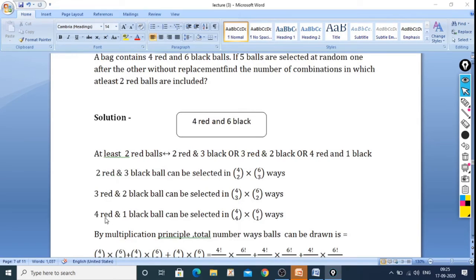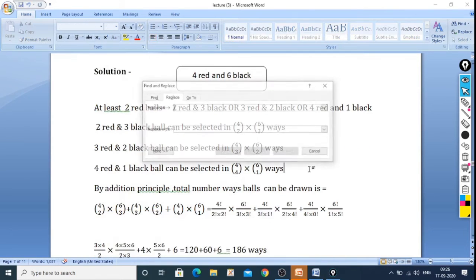Third one is 4 red and 1 black ball can be selected in: we have 4 red, out of that we want to select 4, so that is 4C4 into, we have 6 black and we want to select 1, so it is 6C1 ways. Now everywhere there is OR in between, so we should have addition principle. So here we are having addition principle as well as multiplication principle.